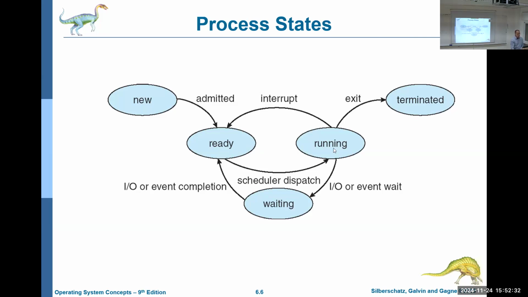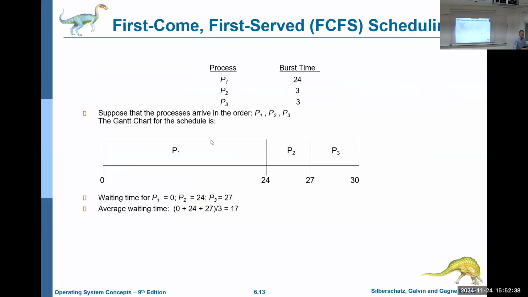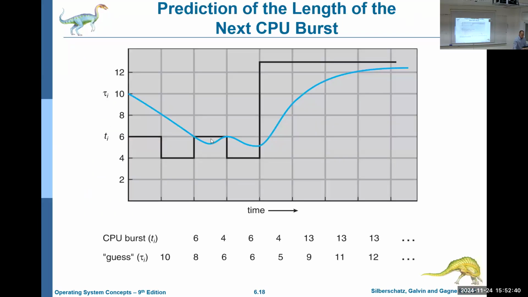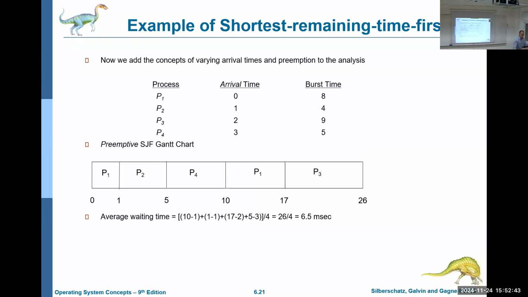He wants to keep going. It must have been, we preempted him. That's what we said: when you go from running to ready, then that means there was preemption. Okay, so we're back over here.